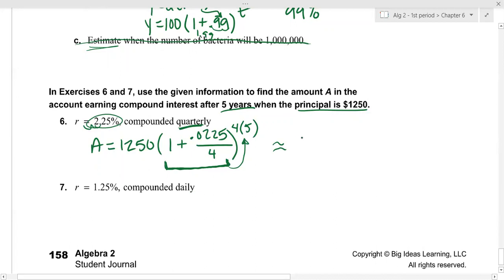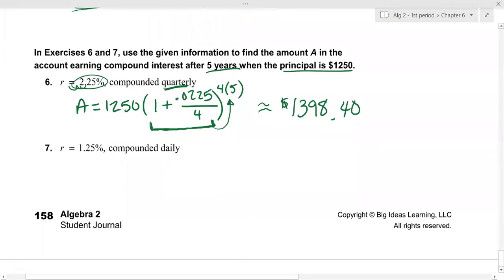Feel free to try that in your calculator, and let's make sure you're getting 1398.4. So we're going to take that $1,250 over 5 years at a 2.25% interest. The amount that's going to be in there is going to be $1398. That means we've earned about $148 or so.